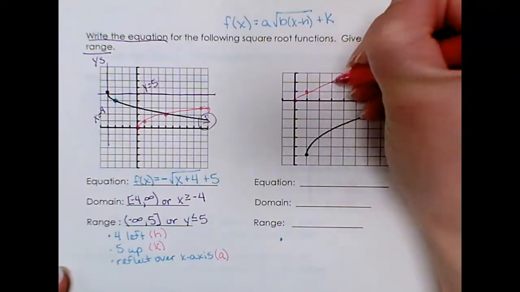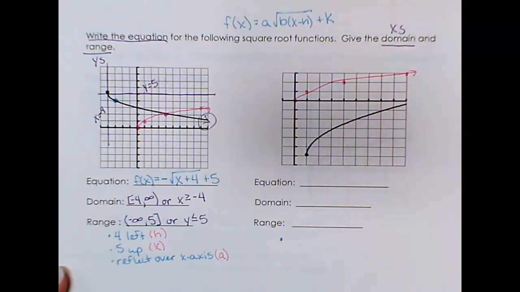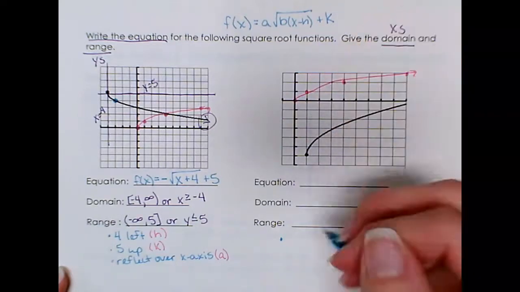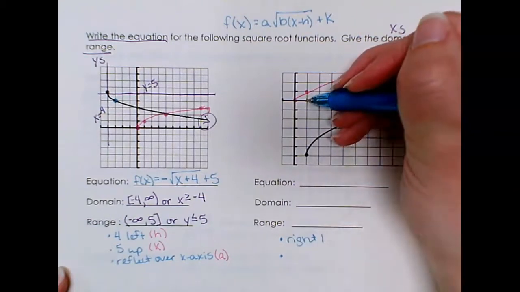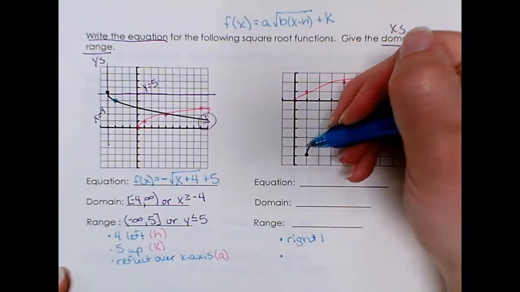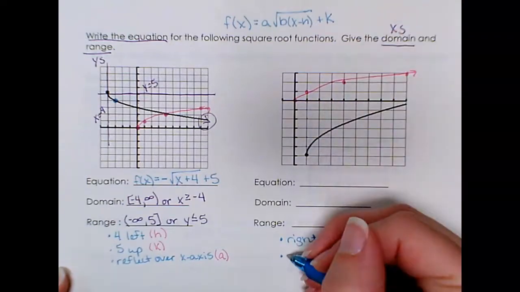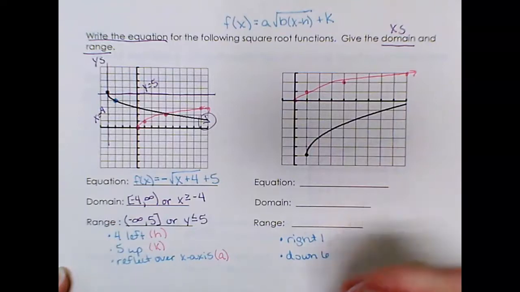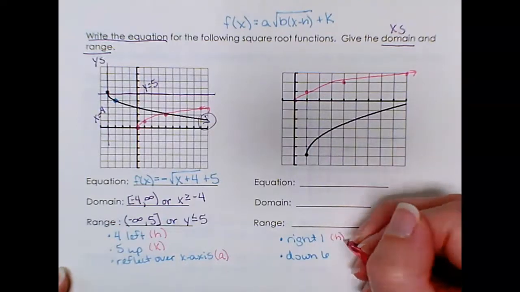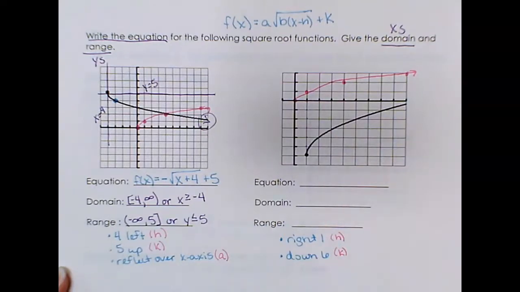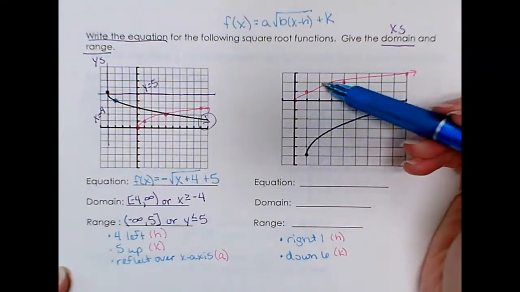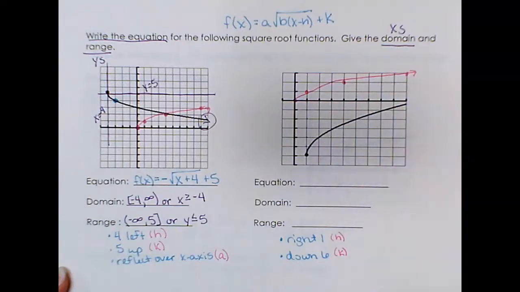If we want to decide where the parent function has translated to, you want to start from your vertex. We've shifted right 1 unit. We've shifted down 1, 2, 3, 4, 5, 6 units. So that's an h change and a k change. The graph is still going up and to the right, kind of rounding up. So there's no reflection that's happened.